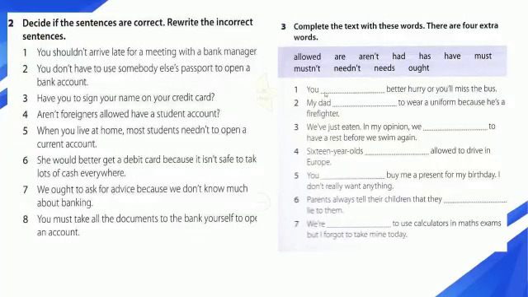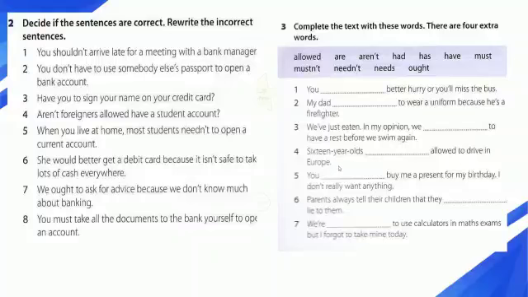Now we will go to exercise number 3, which is: complete the text with these words. There are 4 extra words. Number 1, you had better hurry or you will miss the bus. Had better, because here we're giving a recommendation. 2, my dad has to wear a uniform because he is a firefighter. Obligation. We have just eaten. In my opinion, we ought to have a rest before we swim again. Recommendation again.